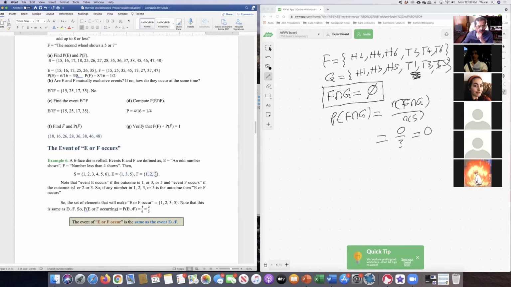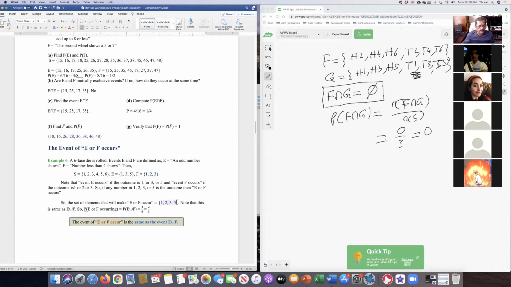If 1, 2, or 3 is the outcome, then event F occurs. So if I say I need event E or F occurring, that means any element here and any element here. If you look at the combination, and if any one of those is the outcome, then E or F occurs. So if I need to have E or F occurring, then I just need to find all of these, find the event of all those things together.